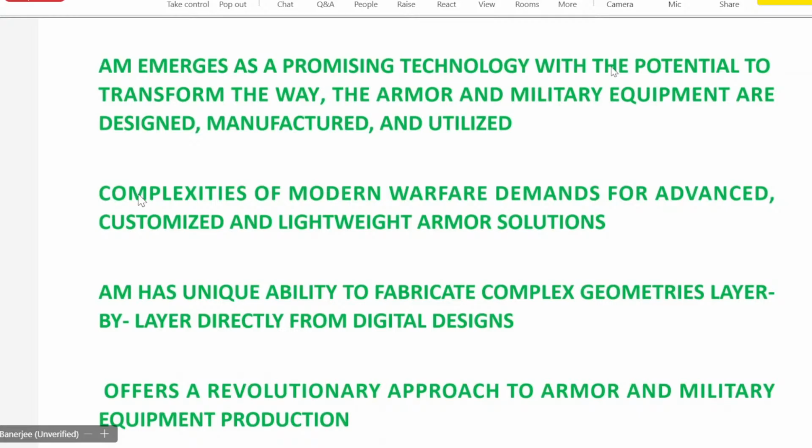Now, you all know, many of you are mechanical engineers having good exposure to additive manufacturing. You know that it has the ability to fabricate complex systems. But what it does not have is that it cannot ensure many of the things which are coming in.